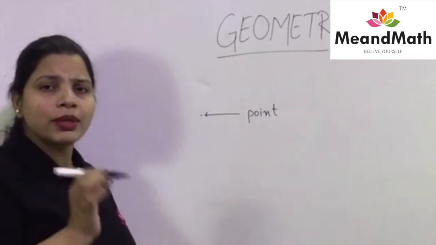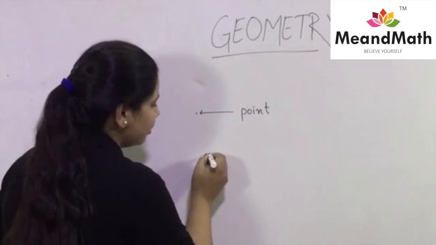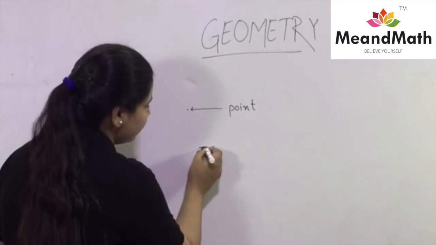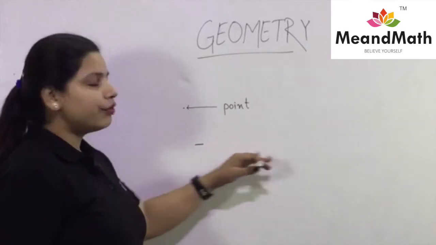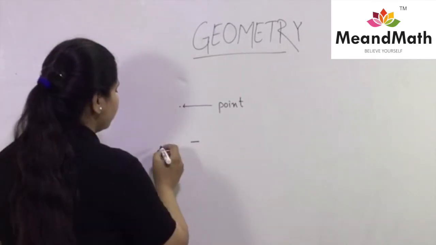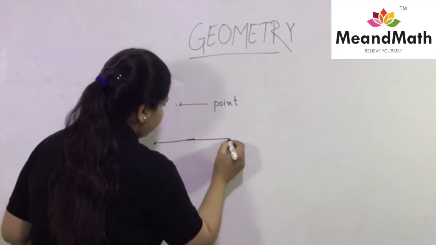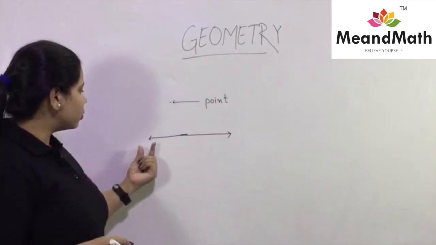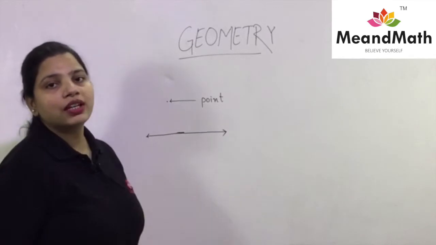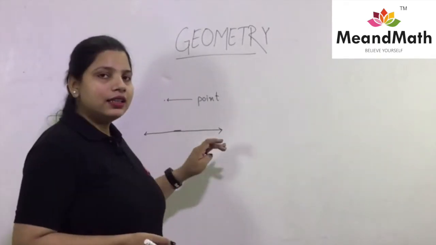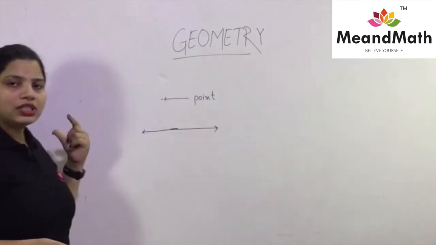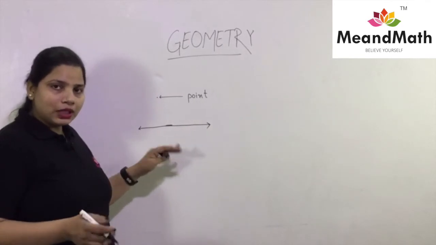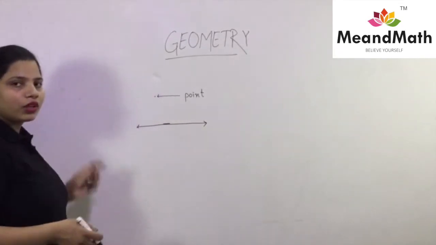When we put so many dots side by side, it will form a line. So this is a line. A line has two arrows. These arrows have a specific definition here. It says that it is extending on both the sides. It has two arrows, that means it is not stopping at a particular point but extending both the sides.